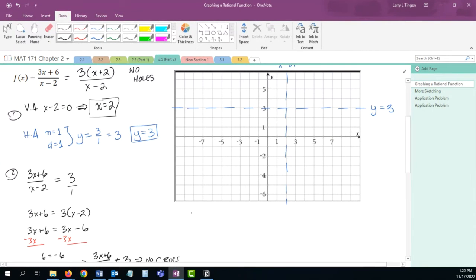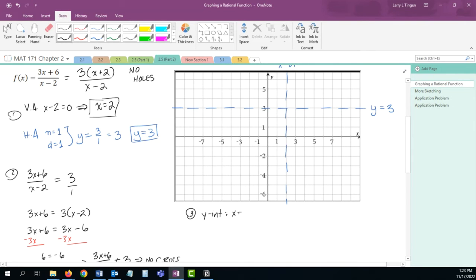All right, step 3 is to locate the intercepts, y-intercept and x-intercepts. So let's go for that y-intercept. Yes, absolutely, it can cross the horizontal asymptote. If you end up with x equals 4 or something like that, it will cross it at 4. Then you'll have to find the y value by plugging your x value into your function. It can cross horizontal, but it can never cross the vertical.